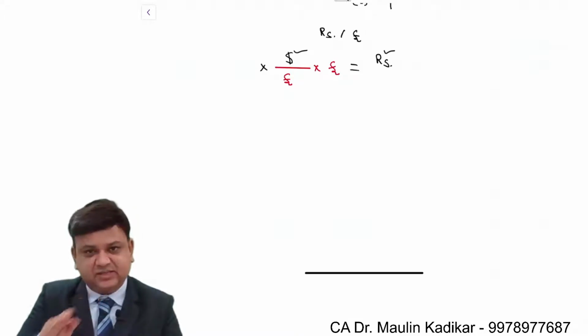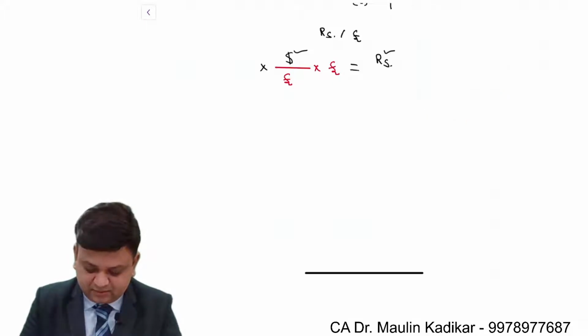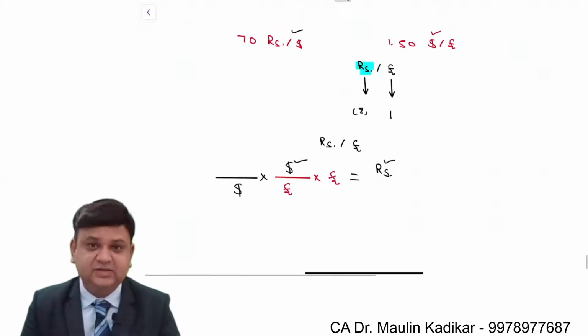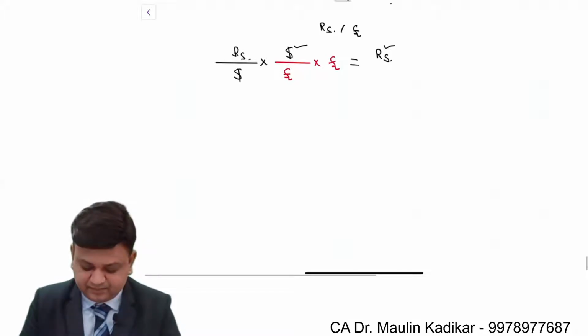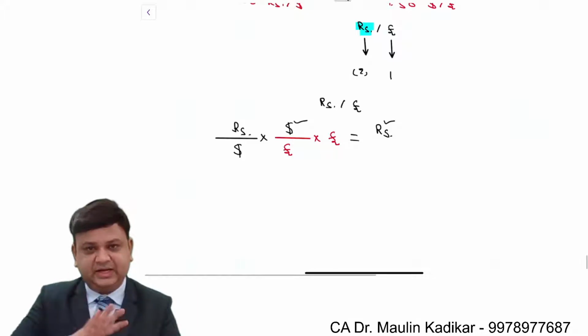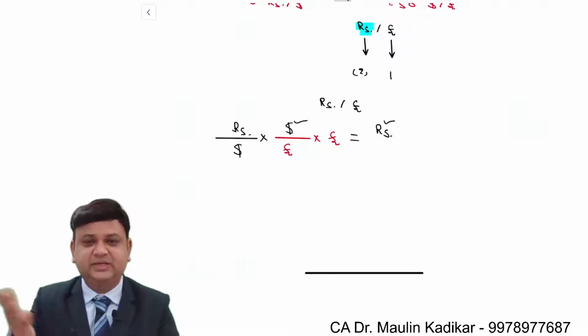So again, to cancel something from the numerator, it will be kept in the denominator. So you keep dollar currency over here, and against dollar currency, rupee currency is given. So rupee currency is mentioned over here. So what will happen? Dollar will get cancelled, pound will get cancelled, and I'll get the answer in rupee terms as I want.